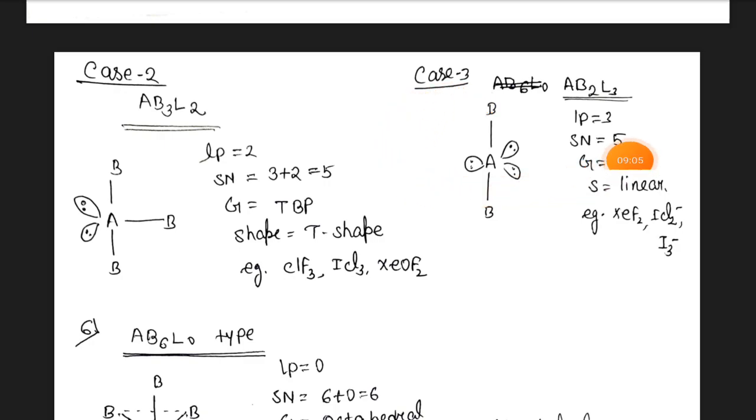Next case 3, AB2L3 molecule, that is lone pair 3, steric number 2 plus 3, that is 5. Geometry is trigonal bipyramidal, but shape is linear because 3 lone pairs are there. Next examples are XeF2, ICl2 minus, I3 minus. This is also very important.